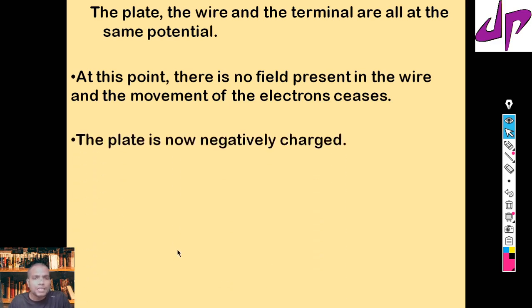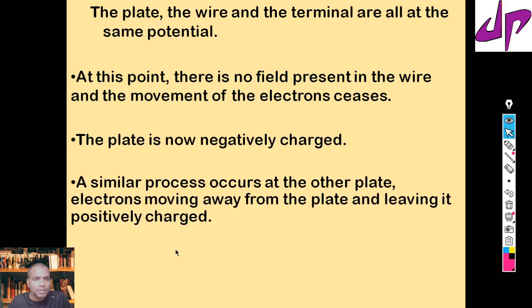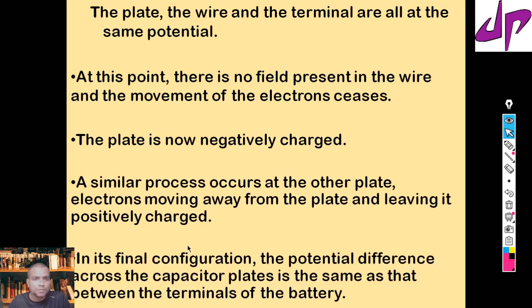Now one plate is negatively charged and the other plate is positively charged, and in its final configuration, the potential difference across the capacitor plates is the same as between the terminals of the battery.